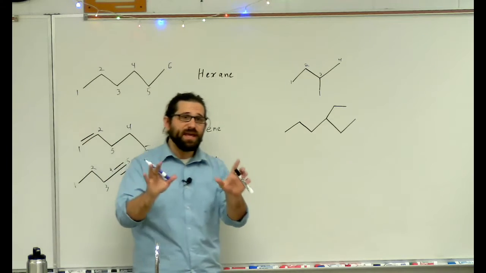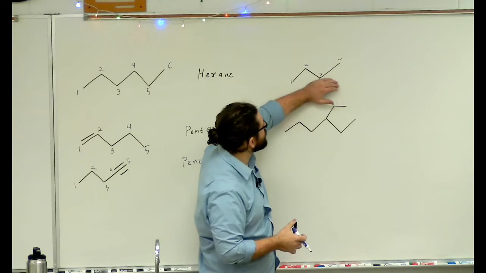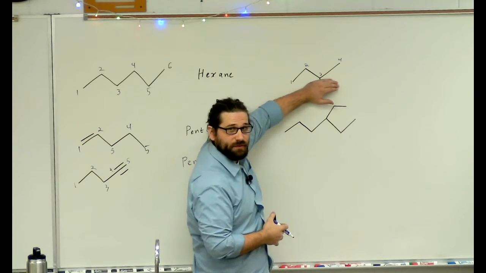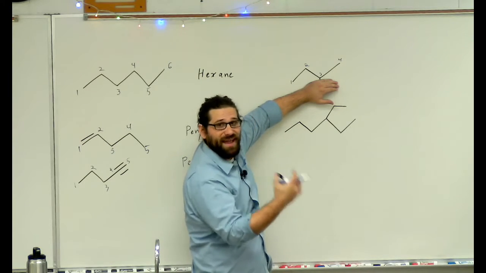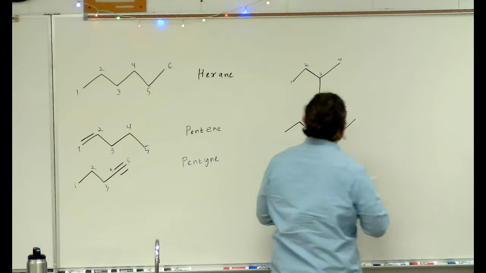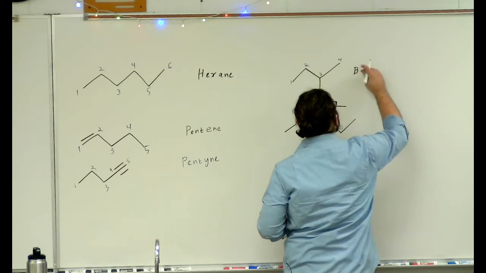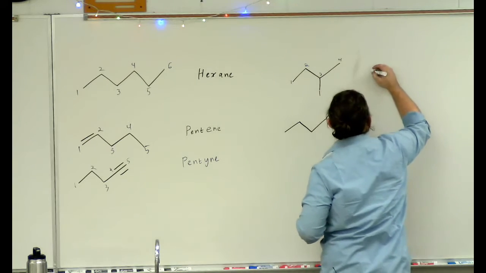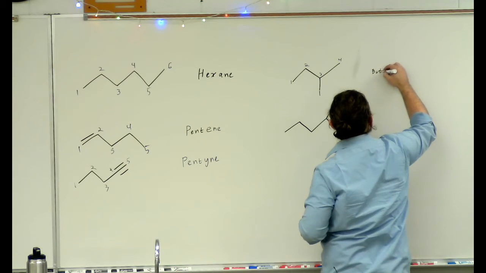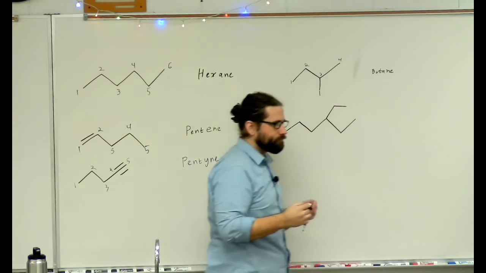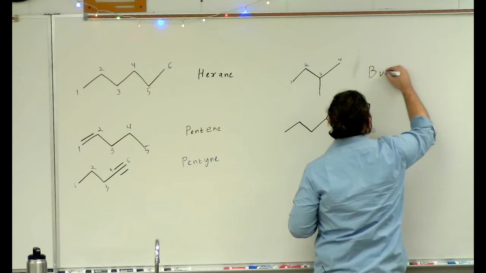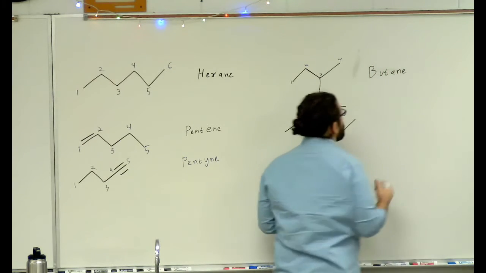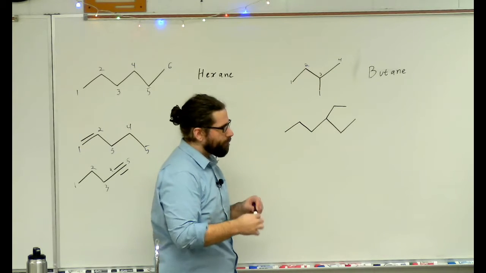Now, our base name is going to be the same. So if we ignore our side chain, what would we name this? 1, 2, 3, 4. 4 is but. So we'd call this butane. Well, let's give it a little more room for the side chain. Let's write that a little larger. So we'll call it butane.